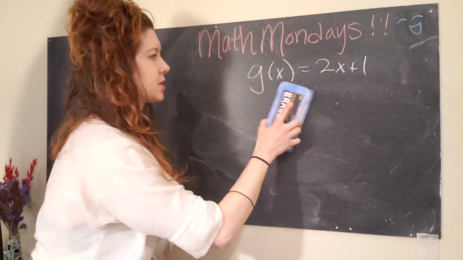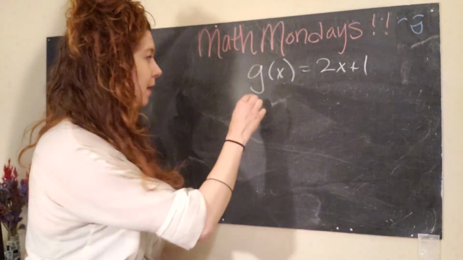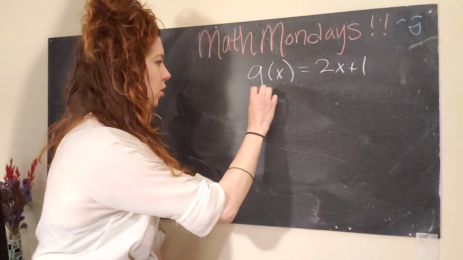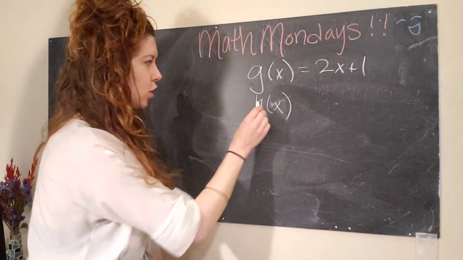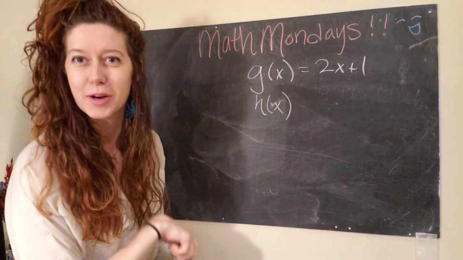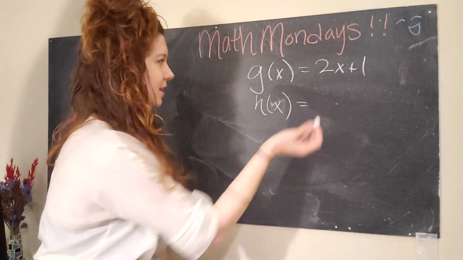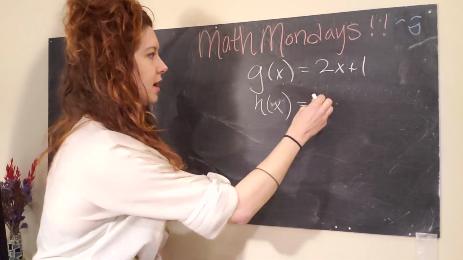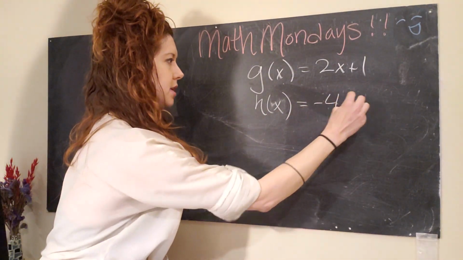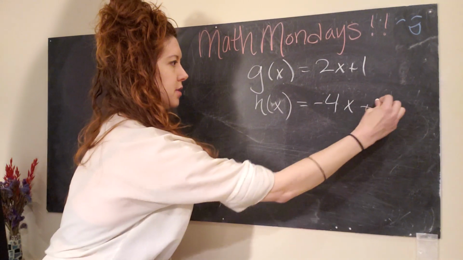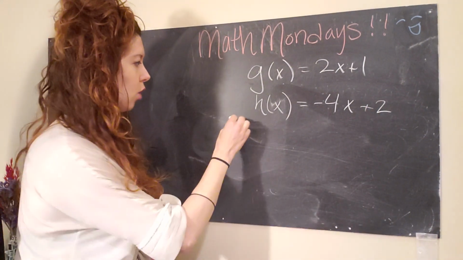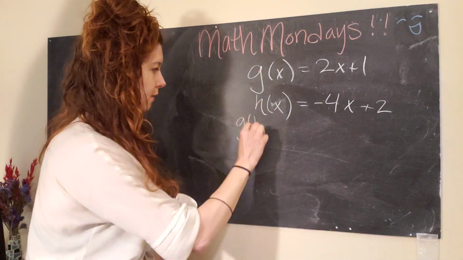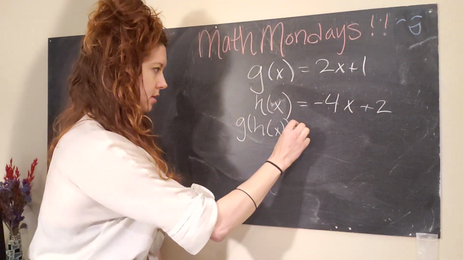But what we are interested in today is talking about what happens when we combine functions. And so we need another function, and I'll call this function h, because I can do whatever I want, within limits. So h of x, h is also a function of x, and let's say h of x equals negative 4x, oh I don't know, plus 2. And so now I want to ask the question, what is g of h of x?